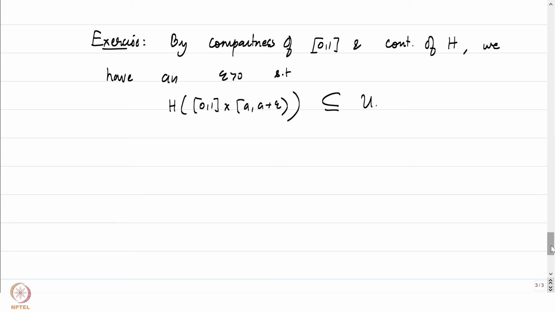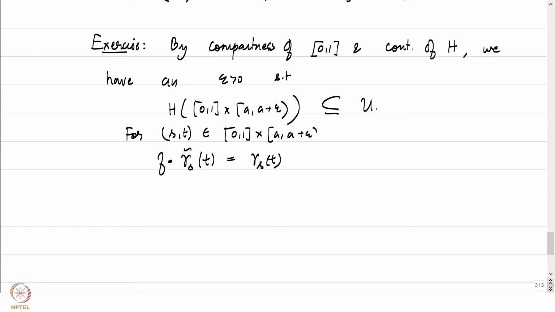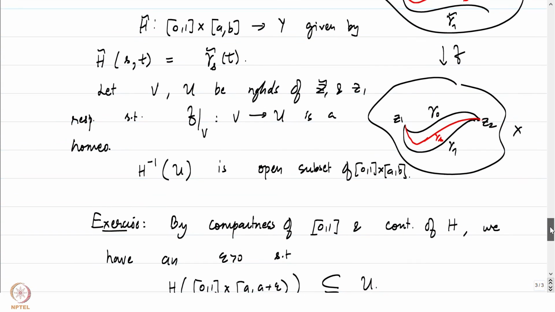Now if we use the fact that f of gamma s tilde of t is equal to gamma s of t for s, t in [0,1]. It's true in [0,1] cross [A,B], but let's focus on [0,1] cross [A, A plus epsilon]: f composed with gamma s tilde of t is equal to gamma s of t. And by composing with the inverse, did I put an inverse here?